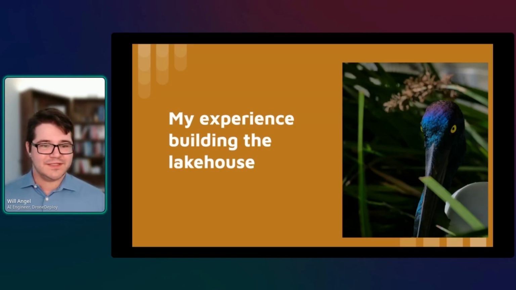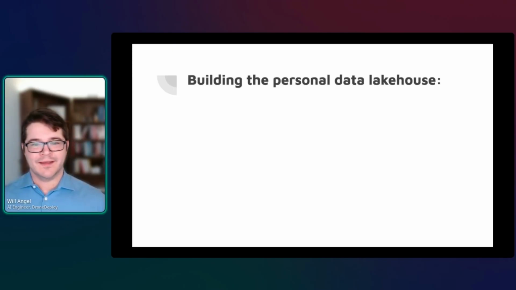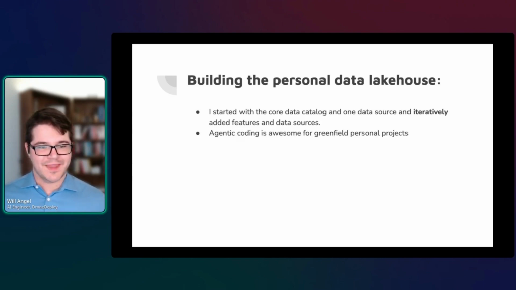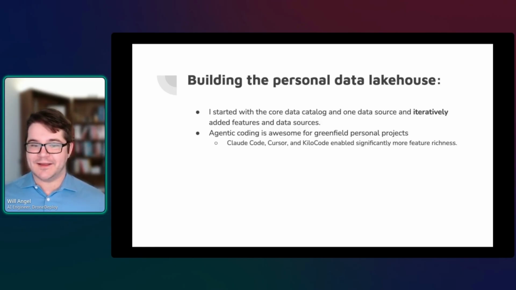Share a little bit of experience about actually building it. So I started with the core data catalog, implemented that, and then added the first data source and iteratively added features and additional data sources. This is the way that you should build every data system, because if you do it all at once, you're never going to finish. I will say, agentic coding, there's still a lot of places where it leaves room to be desired, but for greenfield projects, it's fantastic.